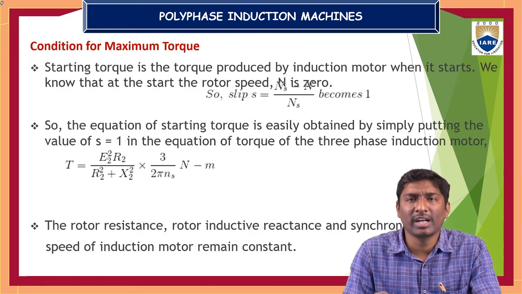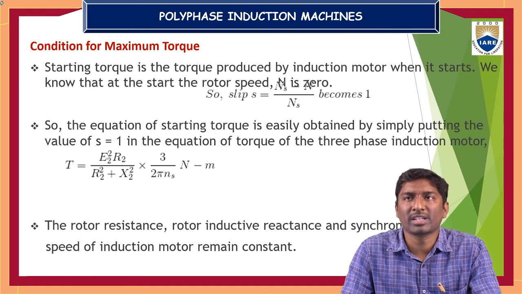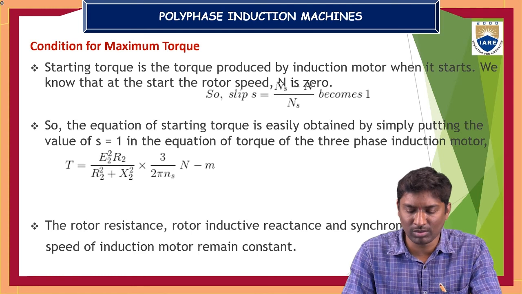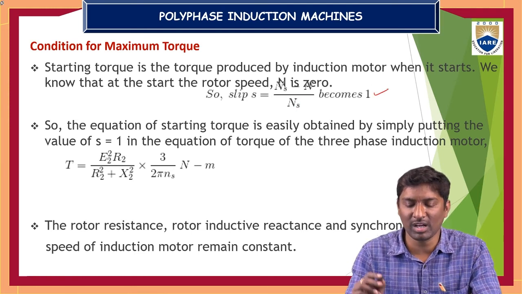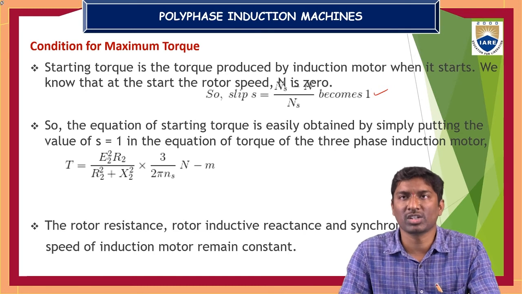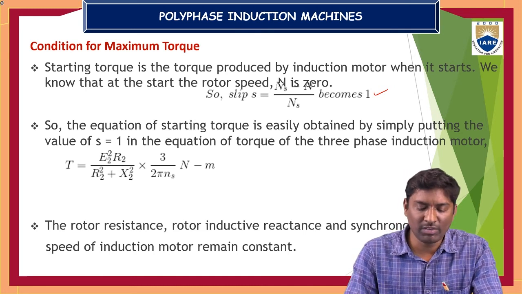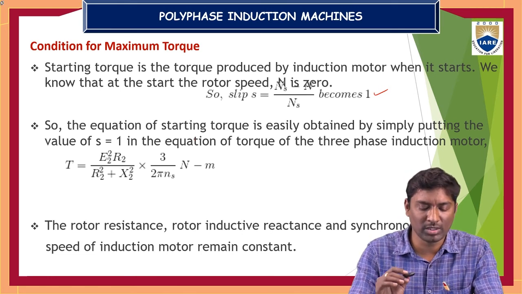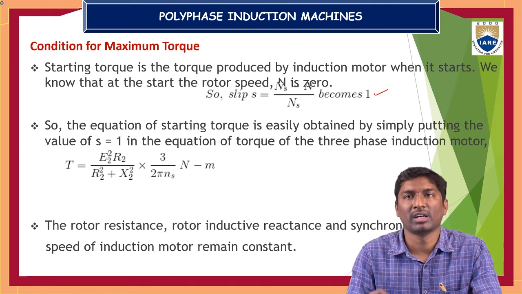The starting torque is the torque produced by the induction motor when it starts. At starting, the rotor speed is 0. The slip is equal to (Ns minus Nr) divided by Ns, which becomes 1 because Nr is 0 at the starting condition. So the equation of the starting torque is obtained by simply putting the slip equal to 1 in the equation of the torque.